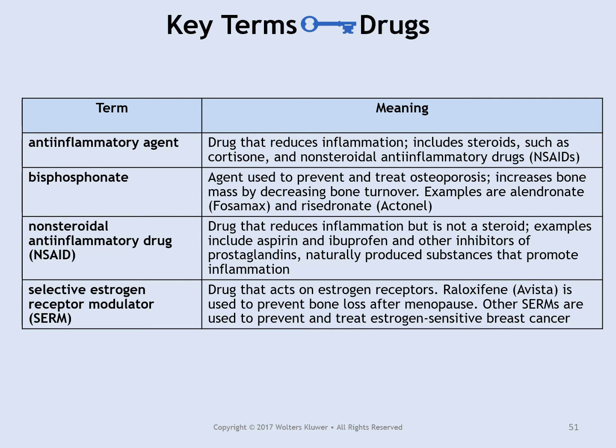So there are a couple of interesting terms, and there are some drugs that are used to treat diseases of the skeletal system. Bisphosphonates, such as Fosamax or Actonel, are used to treat osteoporosis to increase bone mass. And there's also selective estrogen receptor modulators, such as Evista or raloxifene. This also helps prevent bone loss after menopause. And NSAIDs are non-steroidal anti-inflammatory drugs. We're talking ibuprofen, aspirin, and other drugs like that, and they help with pain and inflammation.